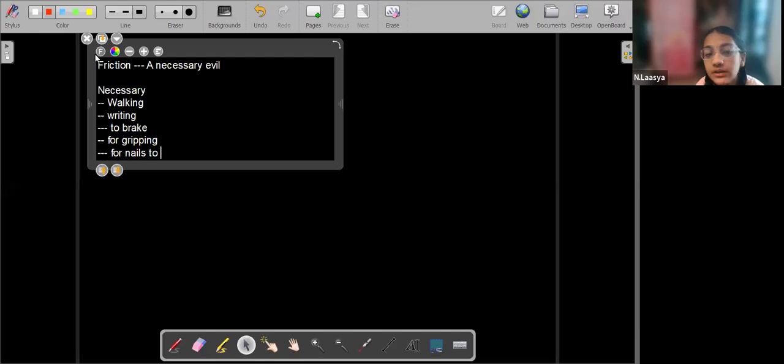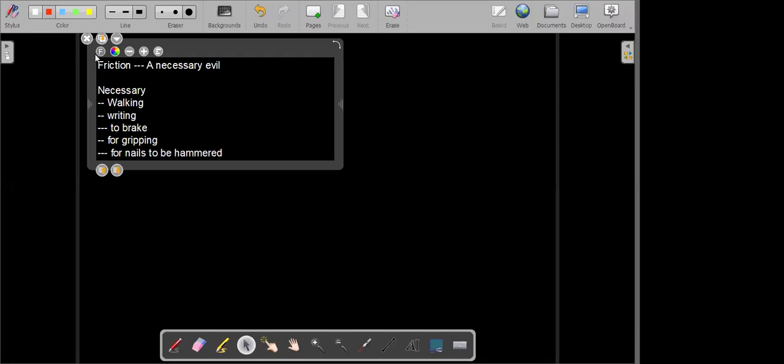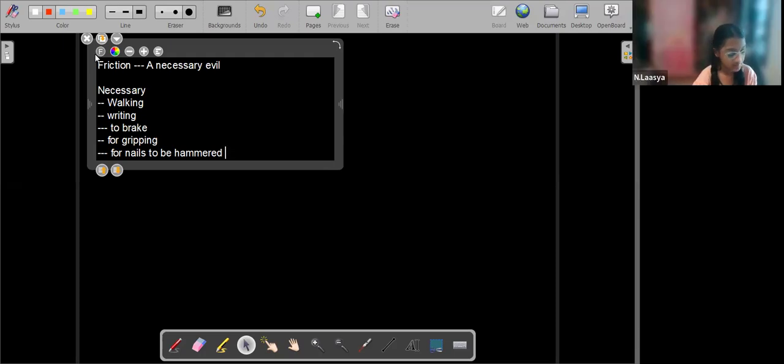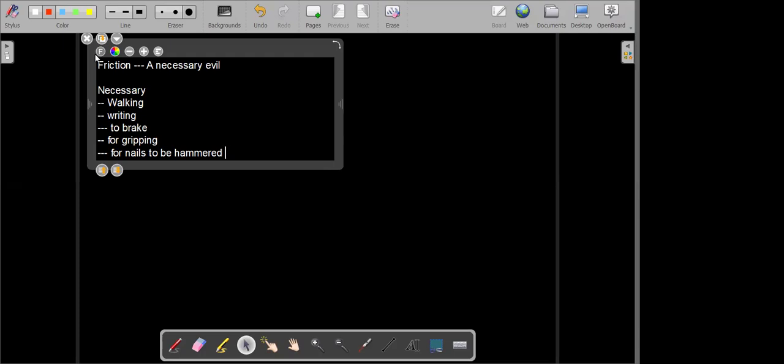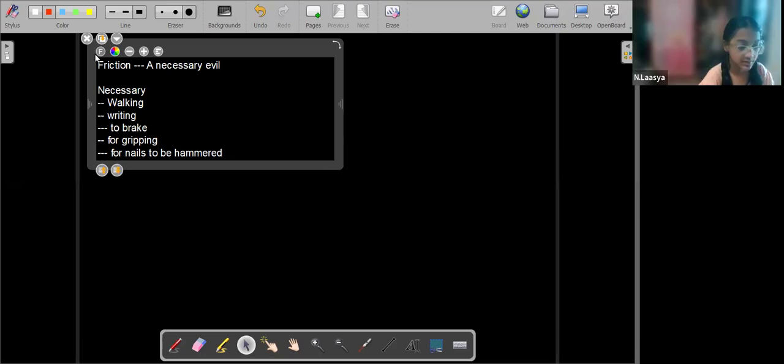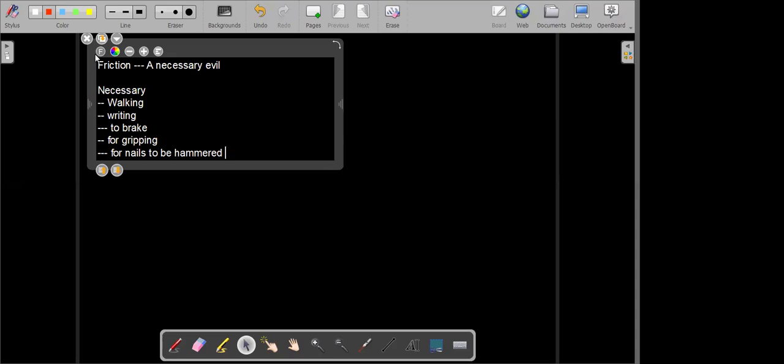Sir, for nails means for hammering the nails. Once you hammer the nail, it is inside the wall. But the nail cannot remain there without friction. If there is no friction, you can just pull out the nail. The nail will be pulled out. It won't remain over there in the gap. So the nail remains over there in the gap because of friction only.